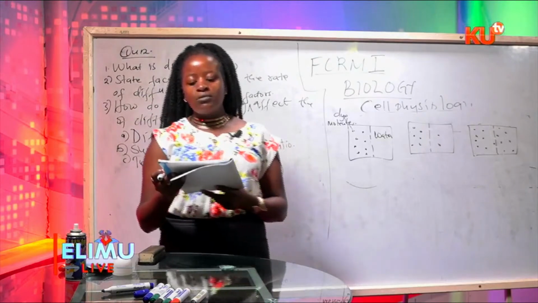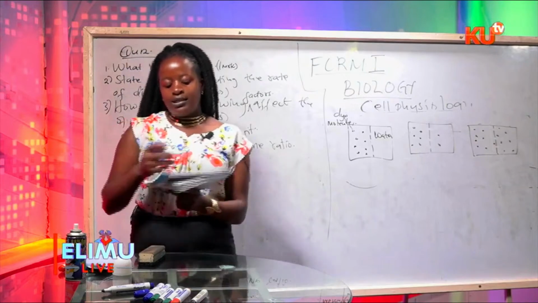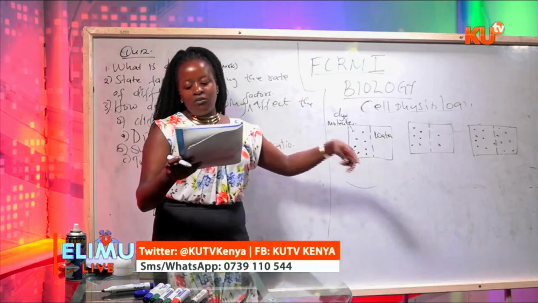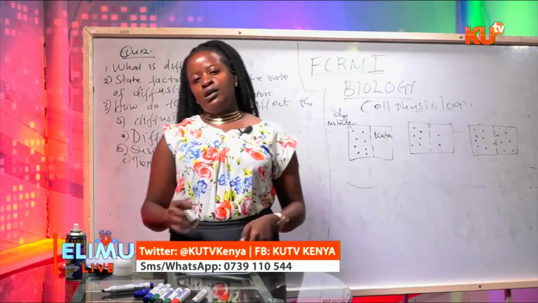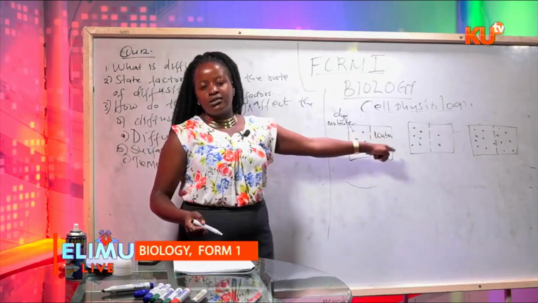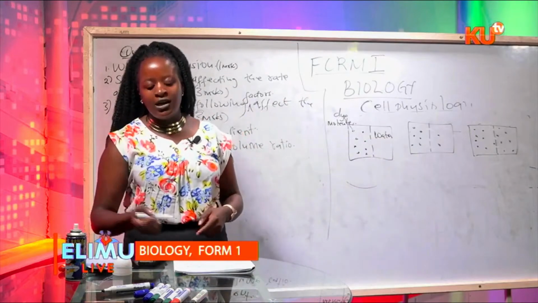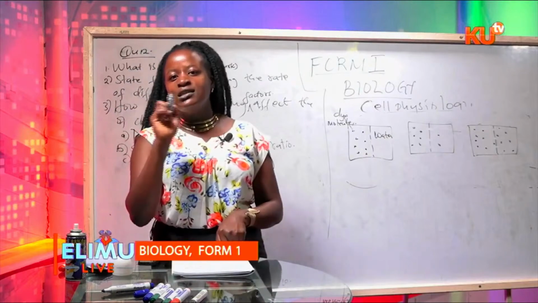When you're writing diffusion, ensure that you have the correct spelling. Don't leave out the F. We write diffusion with double F. Then a question from the same: give 2 examples of processes named above in plants. Which process in plants depends on diffusion? And the question is very specific: in plants, not in animals.